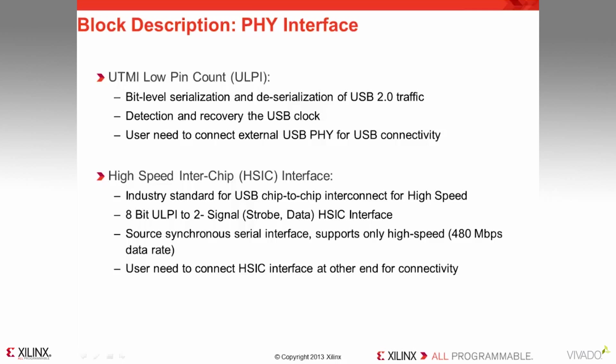USB connection. There is also high-speed interchip interface, which is an optional interface. You can either choose ULPI or choose HSIC interface. This is the industry standard for USB chip-to-chip interconnect for high speed only. 8-bit ULPI to 2 signal strobe and data HSIC interface conversion happens through this block. Source synchronous serial interface and supports only high speed data rate. User needs to connect HSIC interface at the other end of the connectivity to complete the connection to the block.